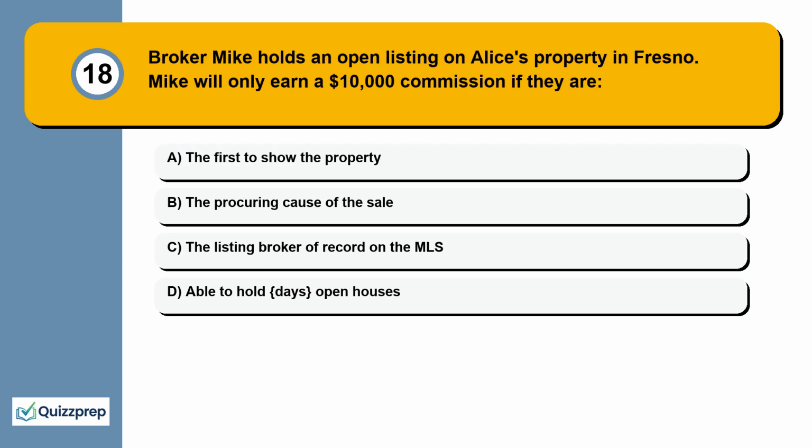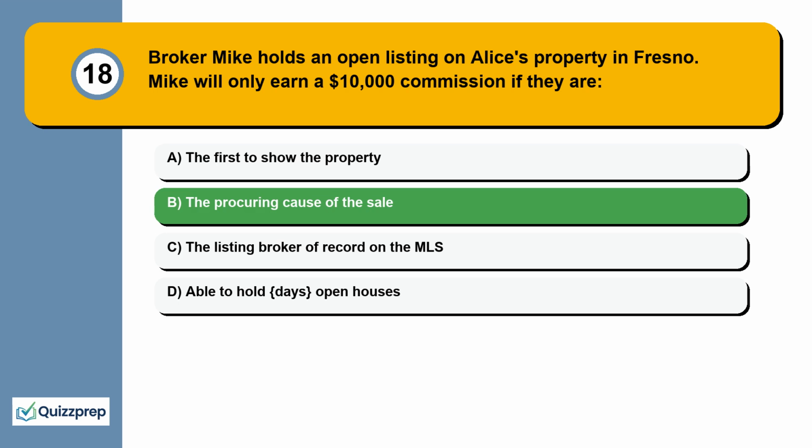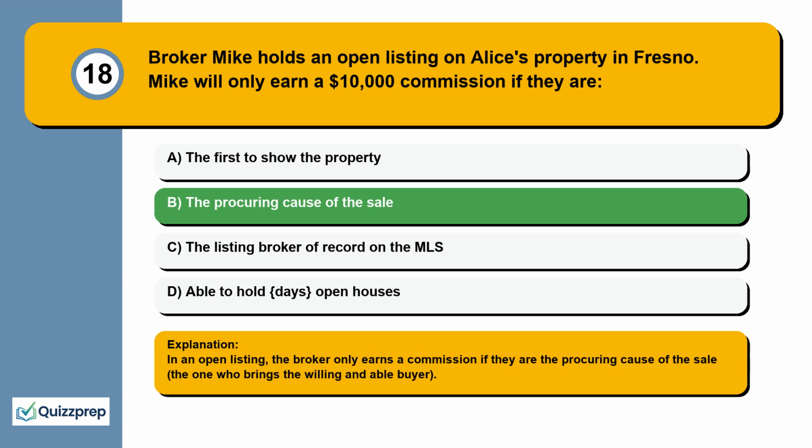Question 18. Broker Mike holds an open listing on Alice's property in Fresno. Mike will only earn a $10,000 commission if they are the first to show the property, the procuring cause of the sale, the listing broker of record on the MLS, able to hold open houses. In an open listing, the broker only earns a commission if they are the procuring cause of the sale, the one who brings the willing and able buyer.